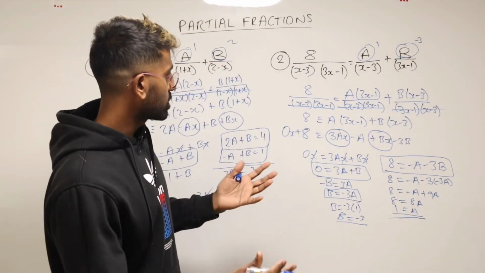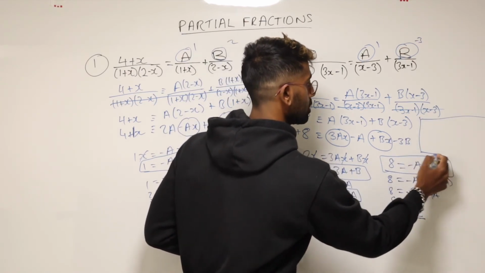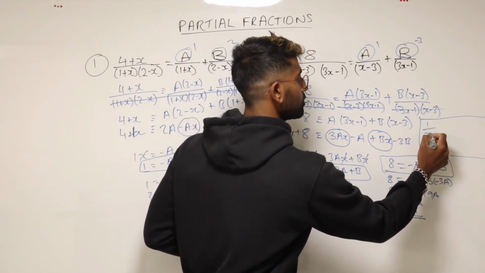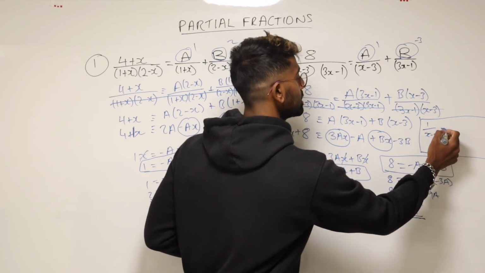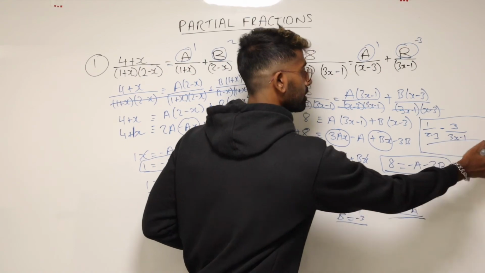And if you wanted to write that out neatly, let me just do it over here. We'll have that as 1 over x minus 3, take away 3 over 3x minus 1. And that's that.